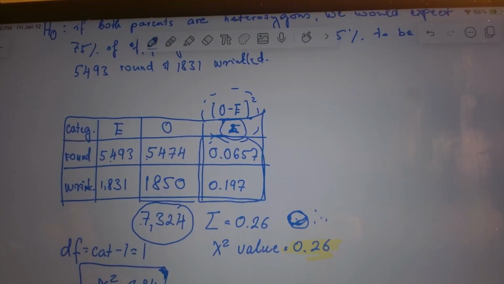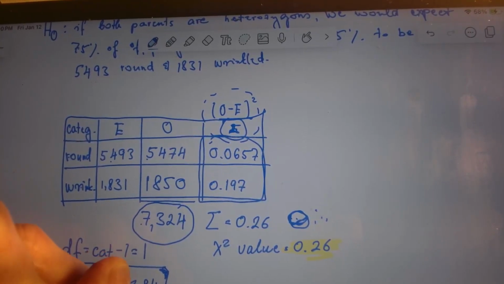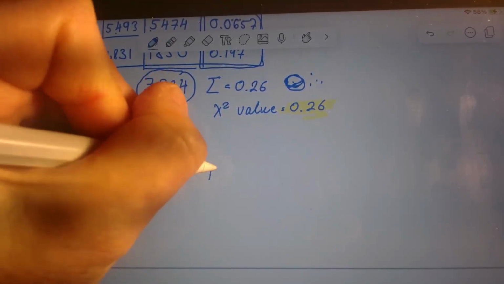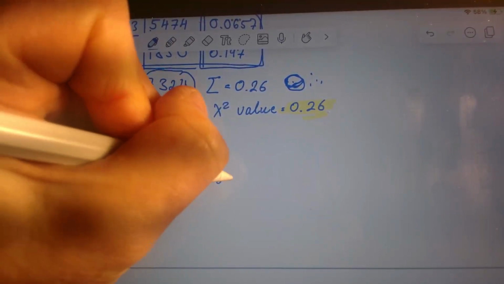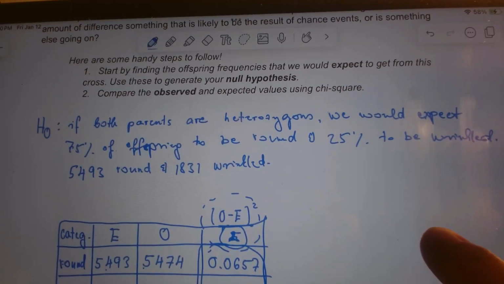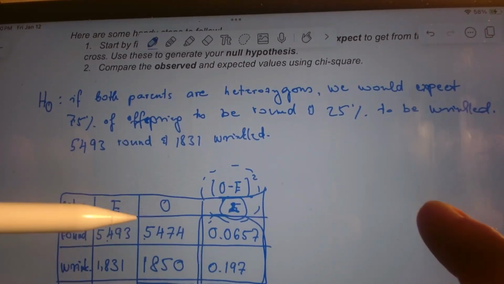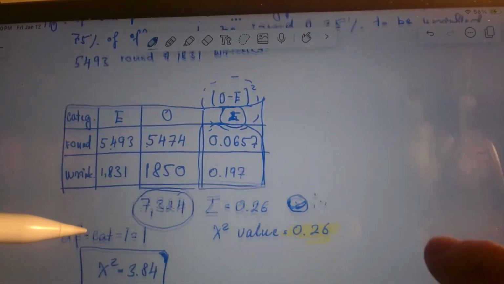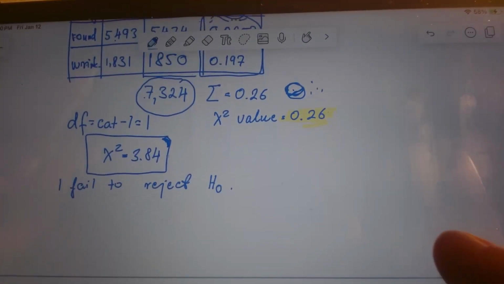So in this case, I fail to reject H0, the null hypothesis. That means the difference from the expected numbers is due to chance instead of something else.